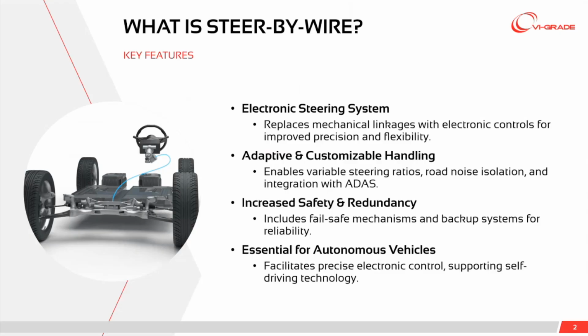Good evening, everybody. Let's start with what steer-by-wire is and some key features of the components. Steer-by-wire means an electronic steering system that replaces the mechanical linkage between the steering wheel and the steering system with electronic control, improving precision and flexibility. It has been used for a few years for rear axle steering systems, and now it's becoming more and more a reality for front axle steering systems too.